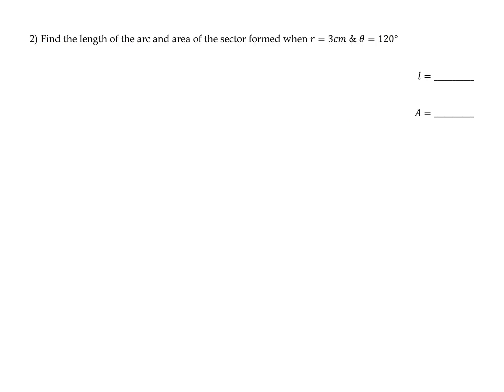Okay, find the length of an arc and area of a sector formed when the radius is 3 and theta is 120. They're giving me degrees, so I'm going to use my degree formulas, which is 2 pi r times the measure of the angle over 360, and then area is pi r squared times the measure of the angle over 360. So those are the two formulas we're going to use.